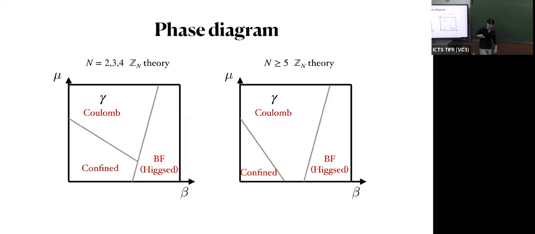Sorry, beta is 1 over e squared. Yes, yes. Sorry about that.